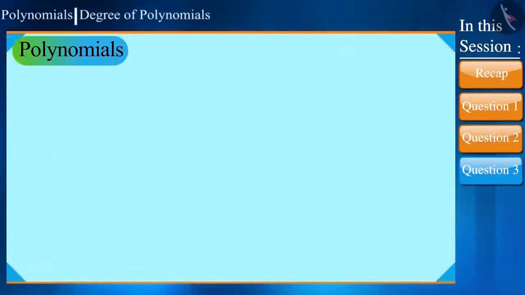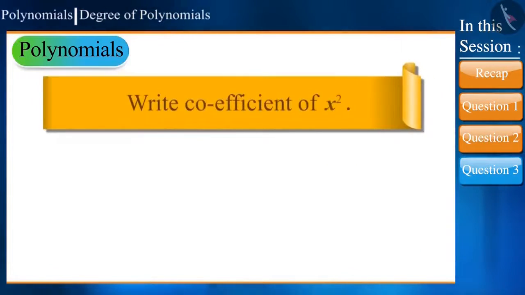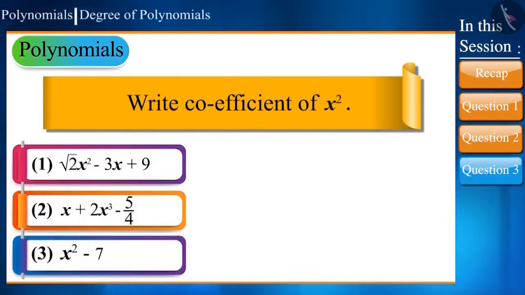Now, let's solve another question. You have to write the coefficient of x square in the given polynomials. Such questions are quite easy. Just that we have to focus on x square and have to write its coefficient.